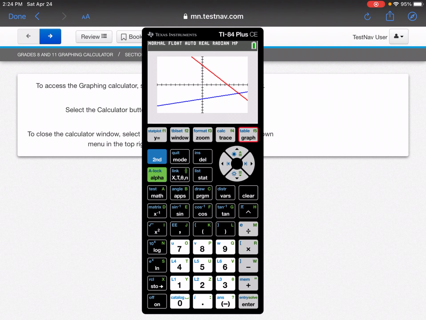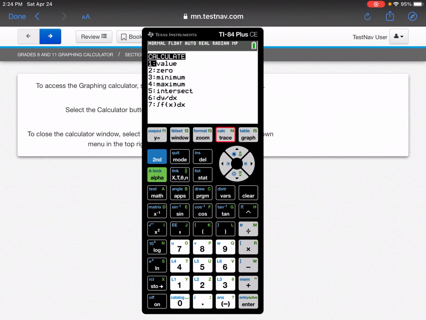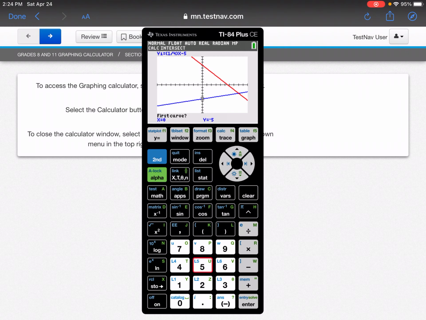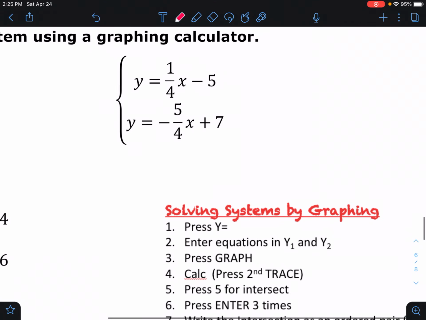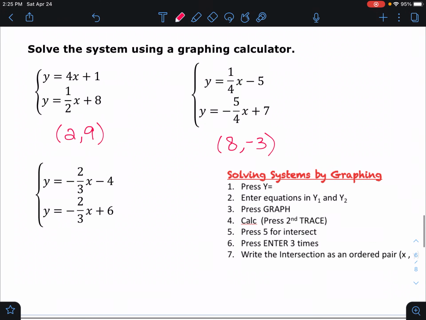And then I'm going to do second trace for calculate. I want number 5 intersect, so I'm just going to press 5 this time. And then first curve, enter. Second curve, enter. Do I want to guess? No, so enter. And the intersection then is (8, negative 3). That's where they cross, and you've done it. Okay? This is 8, comma, negative 3. Again, always write it as an ordered pair. And that's all you have to do.